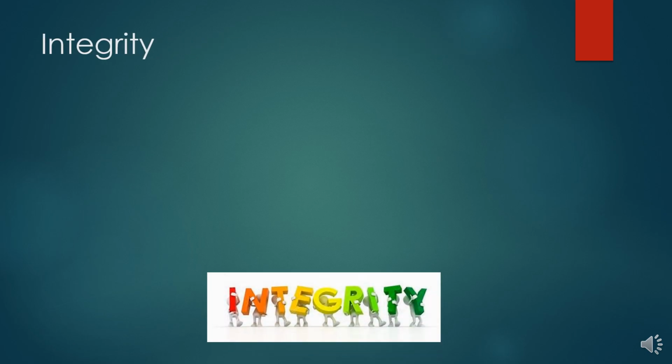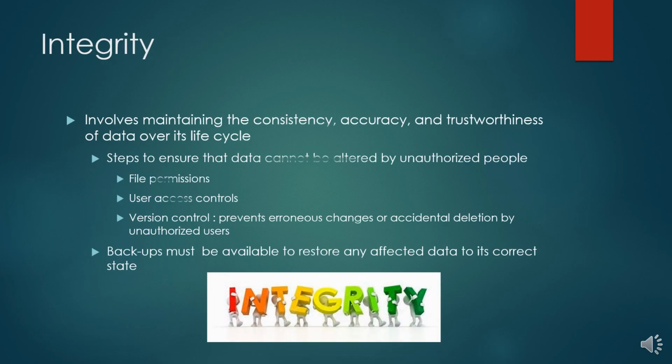Next, we will discuss integrity. Integrity involves maintaining the consistency, accuracy, and trustworthiness of data over its life cycle. There are some steps that we can take to ensure that our data cannot be altered by unauthorized people. Those include file permissions, user access controls, and a new thing called version control, which prevents erroneous changes or accidental deletion by unauthorized users. Also, backups must be available to restore any affected data to its correct state.